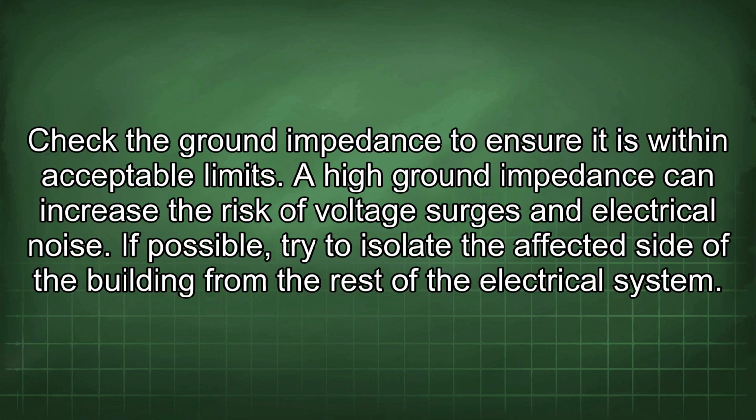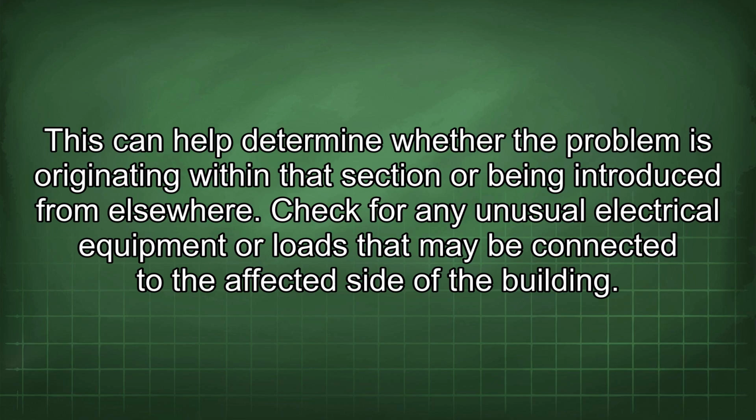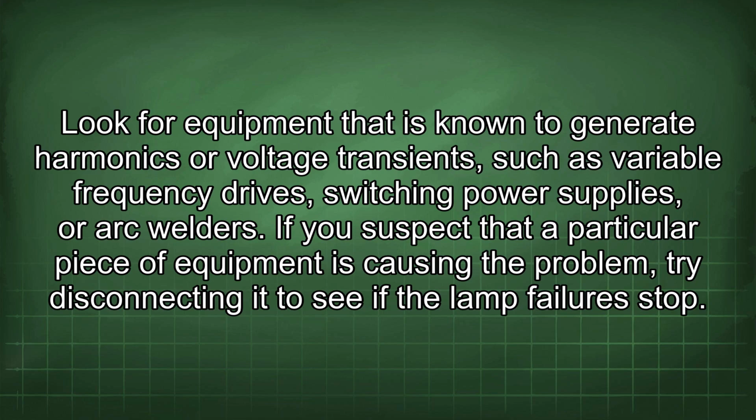If possible, try to isolate the affected side of the building from the rest of the electrical system. This can help determine whether the problem is originating within that section or being introduced from elsewhere. Check for any unusual electrical equipment or loads that may be connected to the affected side of the building. Look for equipment that is known to generate harmonics or voltage transients, such as variable frequency drives, switching power supplies, or arc welders. If you suspect that a particular piece of equipment is causing the problem, try disconnecting it to see if the lamp failures stop.